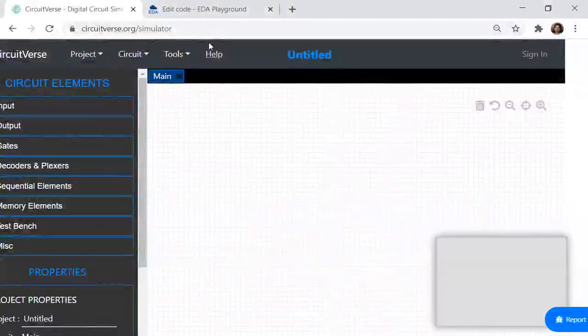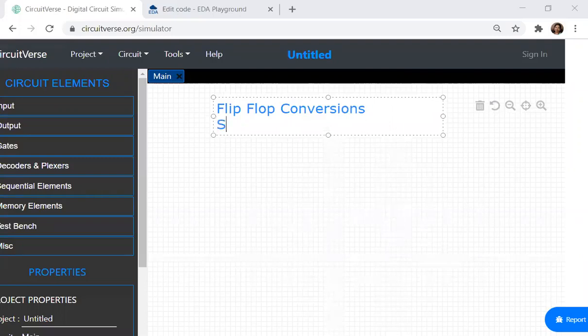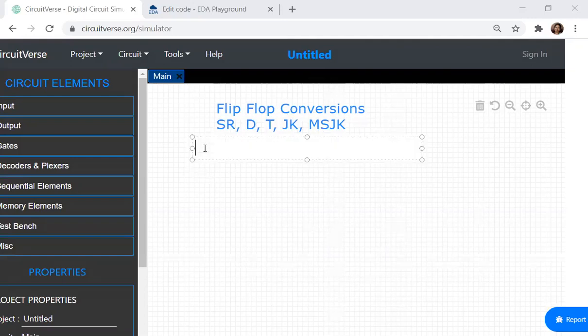In this session, we are going to see conversion of flip-flops. Now, what are the different flip-flops we have seen? We have seen SR, D, T, JK, MSJK. These are the flip-flops we have seen. Now, conversion of flip-flops, converting one flip-flop to the other. So, the first conversion we are going to see is conversion from SR flip-flop to D flip-flop.